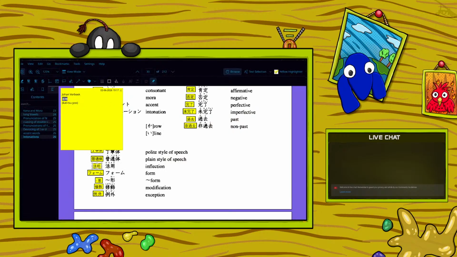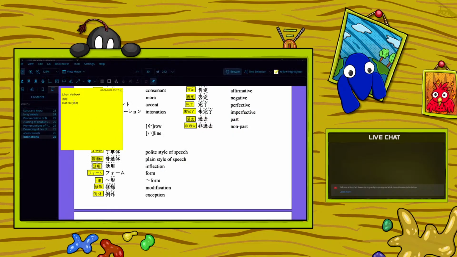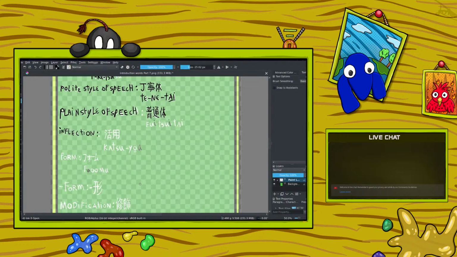So it's katsujo, but so the J is not spoken out? 活用, katsuyo. It's not jo, it's yo. It's not j. It's yo. So I need to fix that. So technically it's katsuyo. So not jo, but yo. So technically you say it like that. Alright. Time to put it in there.